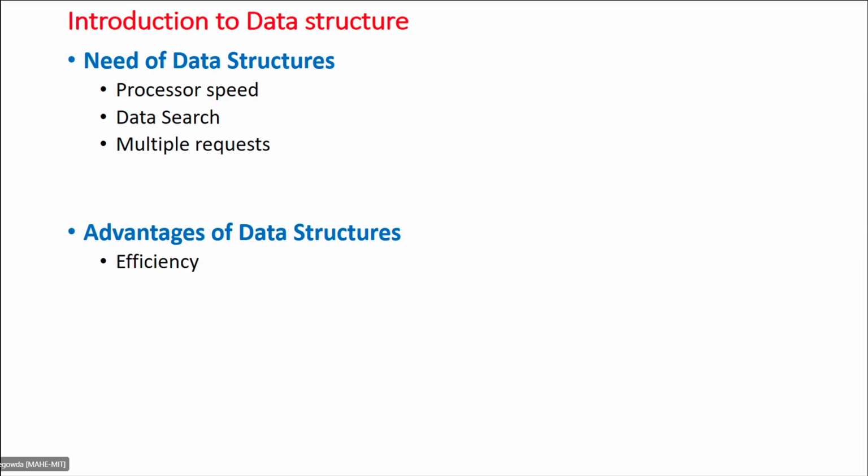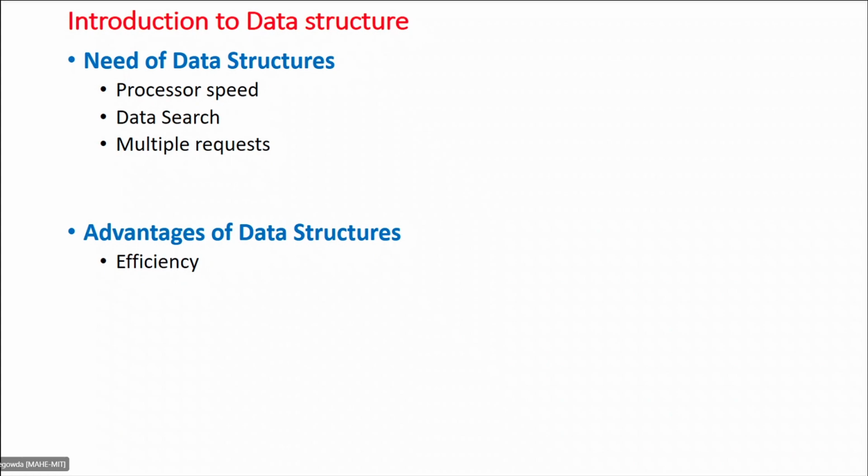The first advantage of using a data structure is efficiency. The efficiency of a program depends upon the choice of the data structure. What kind of data structure you are going to use for your application is going to decide its efficiency. For example, suppose you have some data and we need to search for a particular record. If we organize our data in an array, we will have to search sequentially, element by element. Hence, using an array may not be very efficient here.